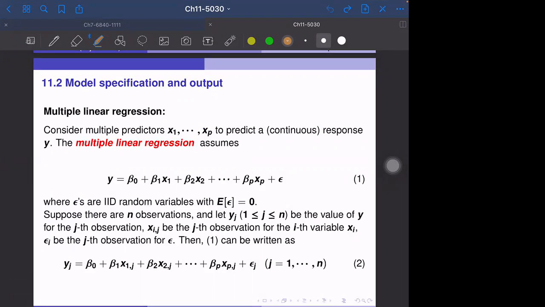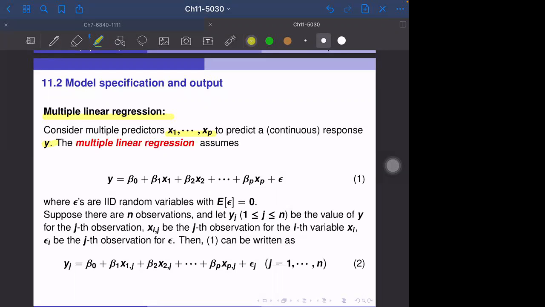Hi, section 11.2, the model specification and output. So now we study the multiple linear regression model. It's similar to chapter 6, but we have more than one predictor. So consider multiple predictors, x1 to xp, to predict a continuous response y.